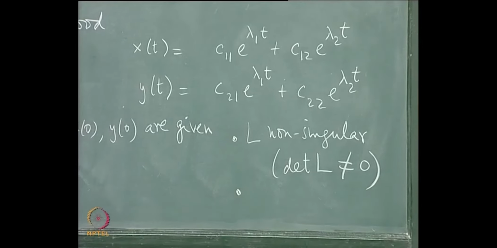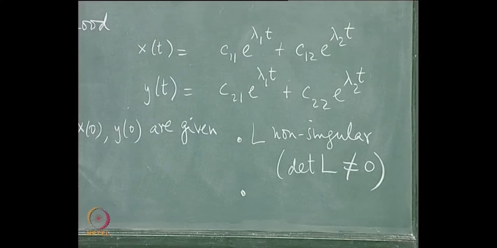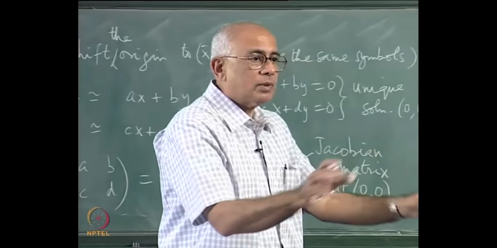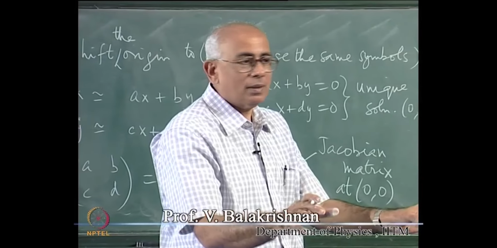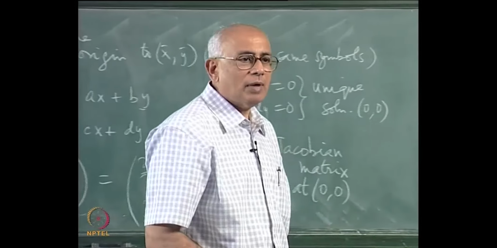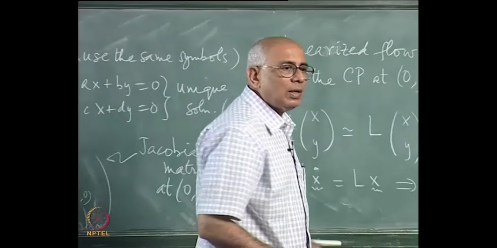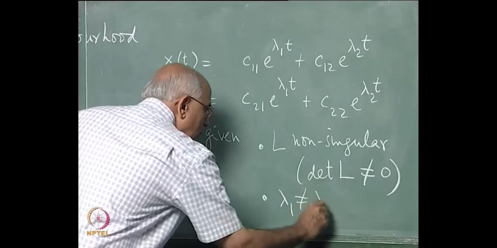And what was the other assumption when I write the solution in this form? What have I assumed about lambda 1 and lambda 2? I have written two terms separately, so what is the presumption there? It is non-degenerate as an eigenvalue. In other words, the eigenvalue is not repeated. Lambda 1 and lambda 2 are distinct eigenvalues. So you have certainly assumed that lambda 1 is not equal to lambda 2.